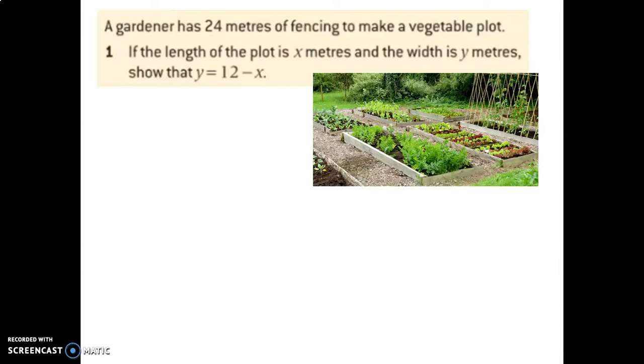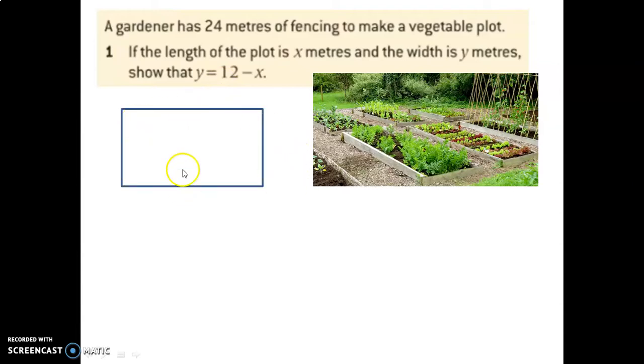A gardener has 24 meters of fencing to make a vegetable plot. If the length of the plot is x meters and the width is y meters, show that y equals 12 minus x. Okay, give that a try. Given this 24 meters of fencing, see if you can make this happen. Let's take a look at that.